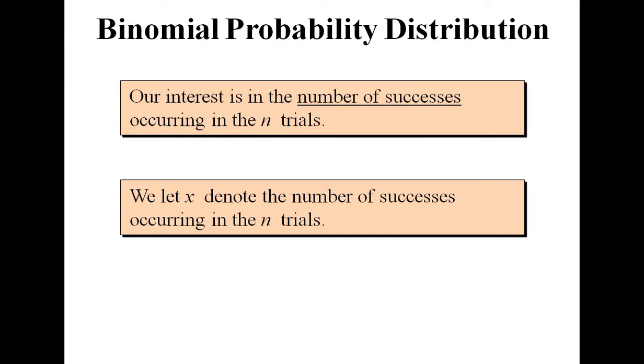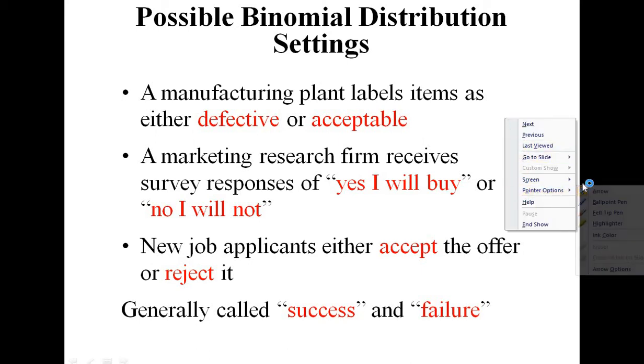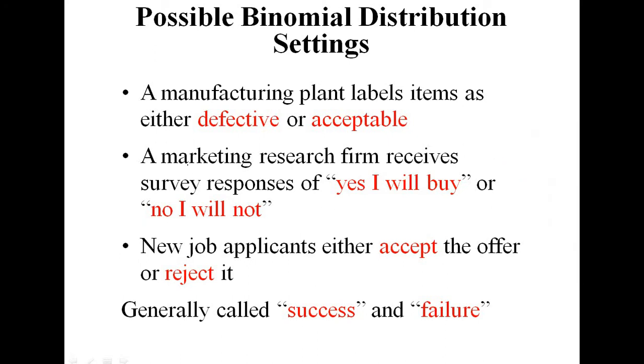So our interest is in the number of successes occurring in the n trials, and we will let x denote the number of successes occurring in the n trials. So let's say the binomial distribution setting will be either defective or acceptable, which is success and failure.